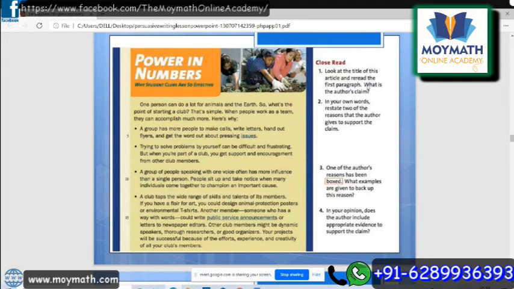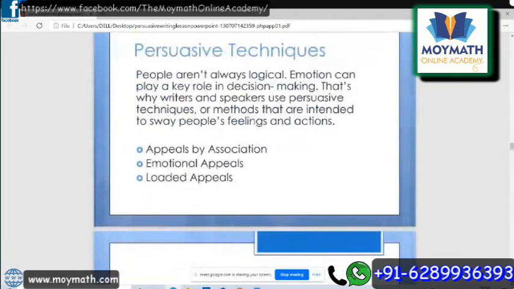So look at the title of this article and reread the first paragraph. What is the author's claim? The author's claim is made in the first paragraph. Say it in your own words again. What are the author's reasons? That we need not go into now. It is an exercise to be done.